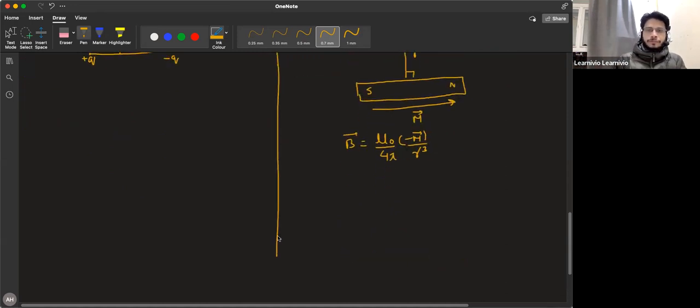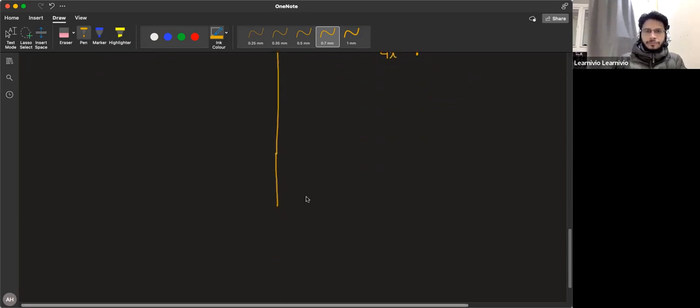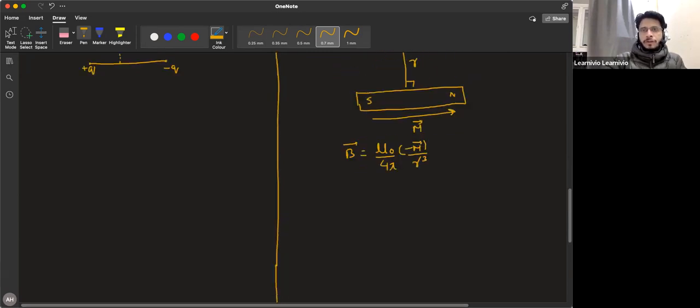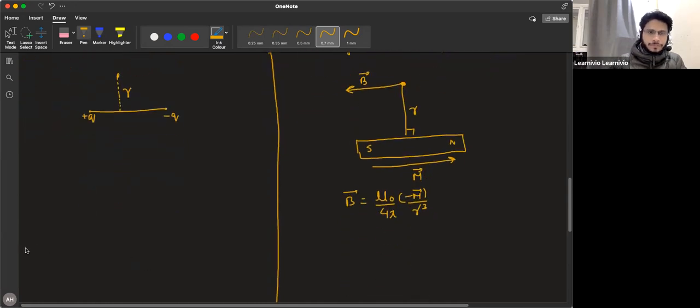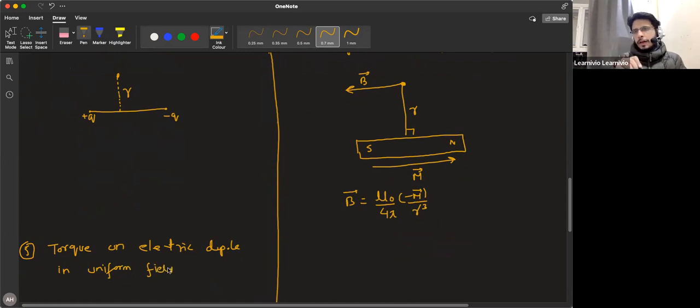After the equatorial line, the next is the fifth: torque on an electric dipole in a uniform field. Analogous to this, for a bar magnet, we calculate the torque on a bar magnet.